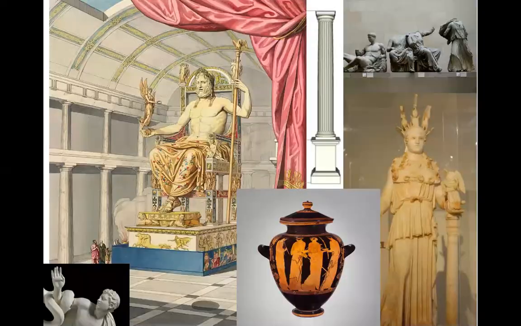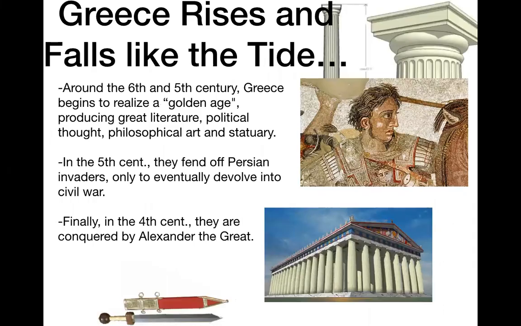And then we talk about how Greece has its moments, its day in the sun. It has 1 or 2 really good centuries. They fight off the Persians. They have a little civil war that I might be talking about with Brubeck. Brubeck or Emmons?